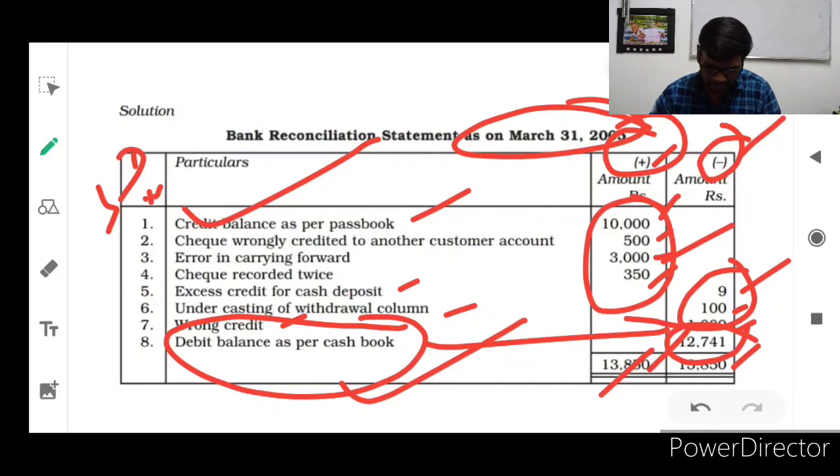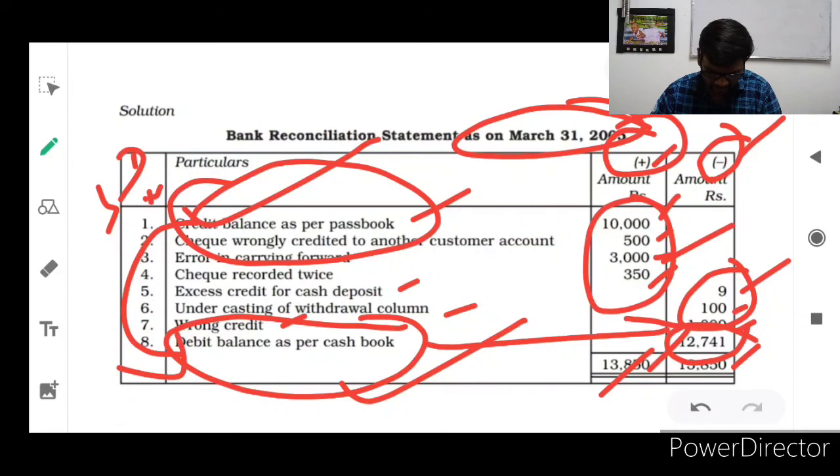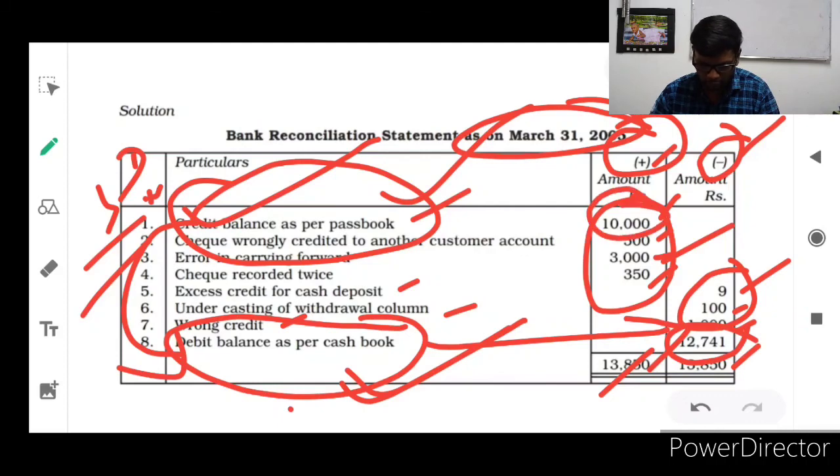So now you know very clearly, credit balance as per passbook and debit balance as per cash book are the same. With the help of this information, we can easily track how much will be there in the cash book. In the opposite sense, if you are starting with cash book balances, this minus will become plus, plus will become minus. Then we can easily find out how much amount should be there on the passbook credit side.